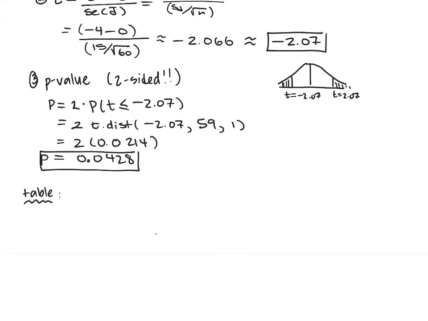Okay, so looking at your table, first of all, we want to find the probability that t is bigger than or equal to 2.07. And notice we have degrees of freedom equal to 59. Well, that's not on our table, but it's close enough to 60. Let's just go with 60, so about equal to 60.